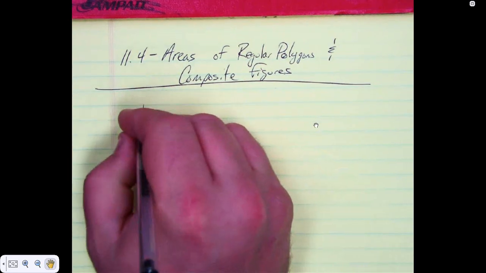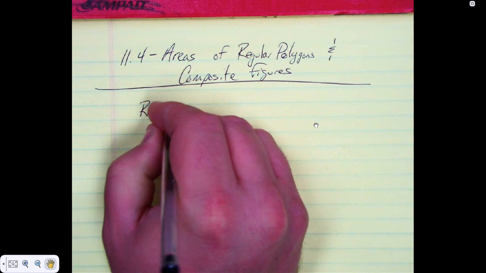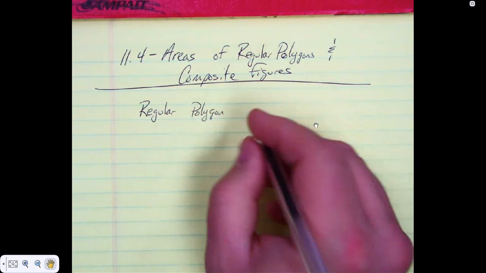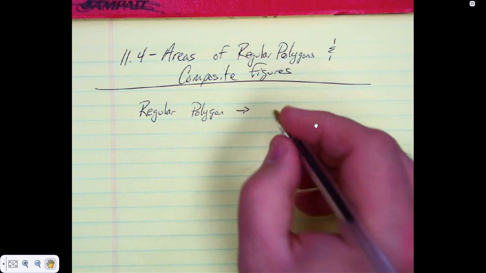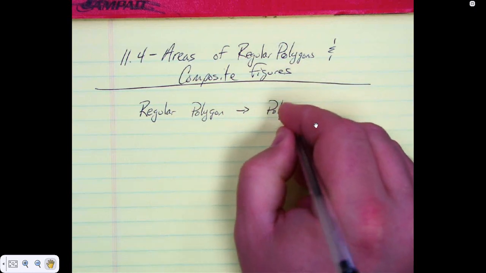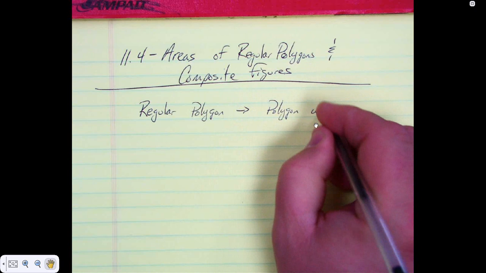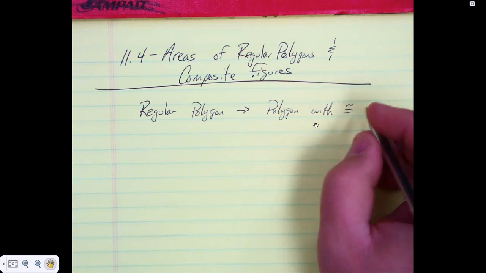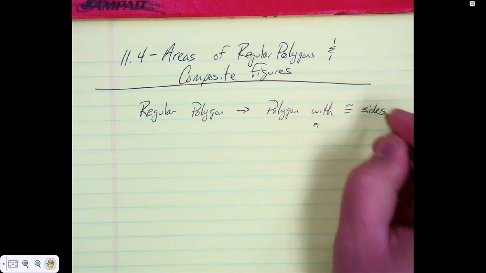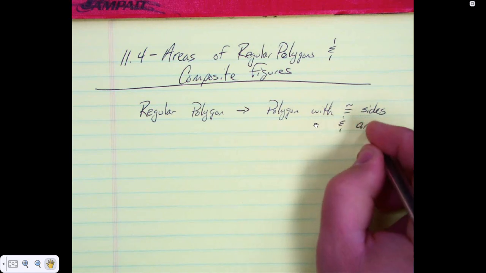First of all, we need to review what a regular polygon is. A regular polygon is a polygon with congruent sides and angles.